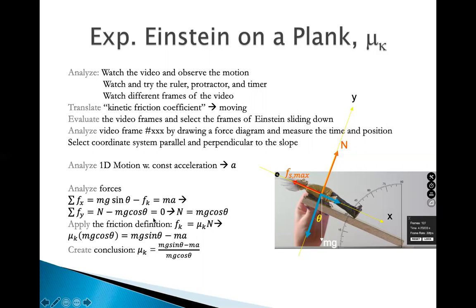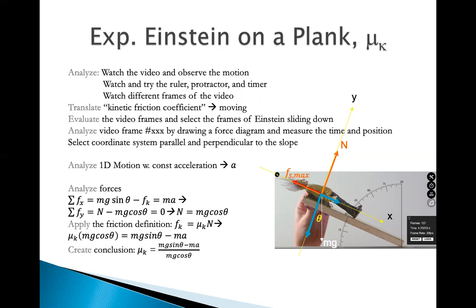To analyze this frame, because it's a one-dimensional motion with a constant acceleration, it has an acceleration a. Newton's laws are different. For the x direction, because he starts to accelerate, we apply Newton's second law, so the sum of all forces along the x direction equals ma. The y direction is not changing because he's not moving perpendicular to the plank.